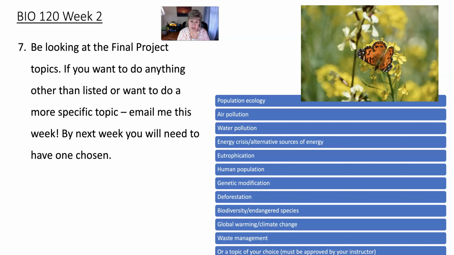Biodiversity and lack thereof, and endangered species, another good topic. Global warming, climate change, so important these days. And thankfully we're getting back on the right track with that, but I don't know if we're getting on the right track fast enough. That's for your generation to figure out. And waste management. How are we dealing with waste? And if you want to do waste management in your area or the United States or somewhere where it happens really and they do a really good job of it, great.